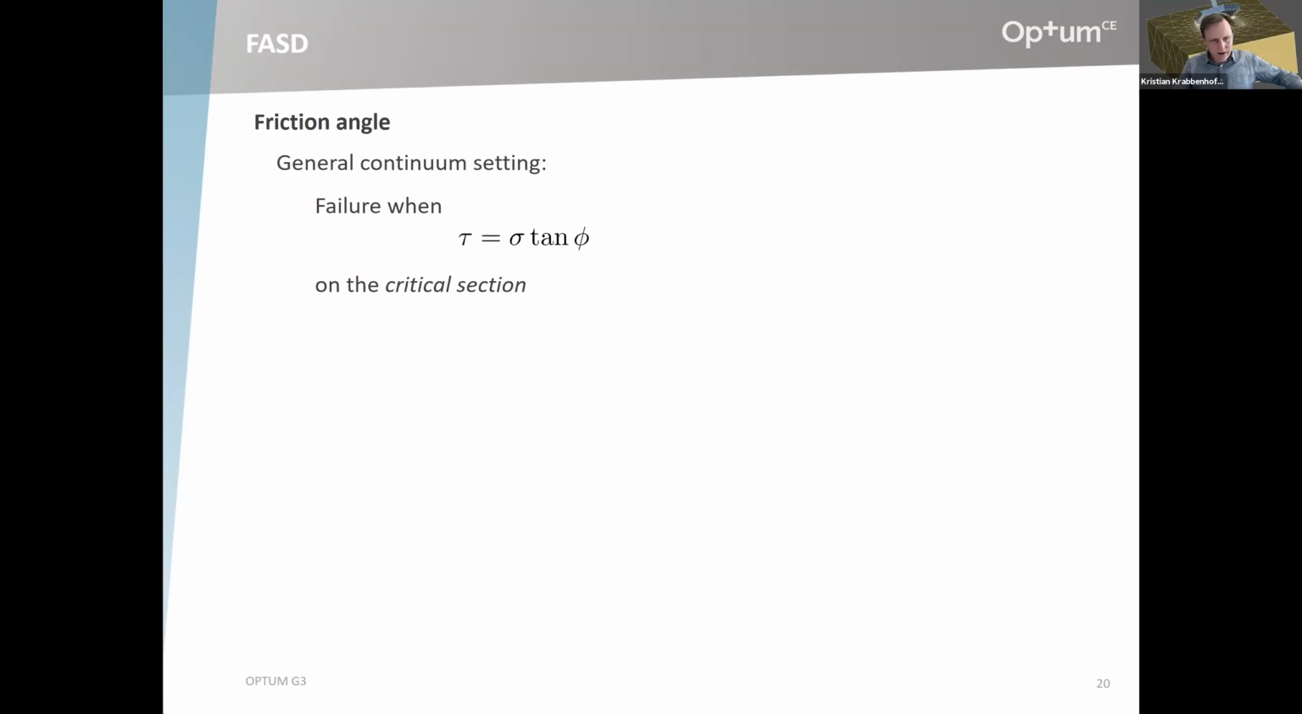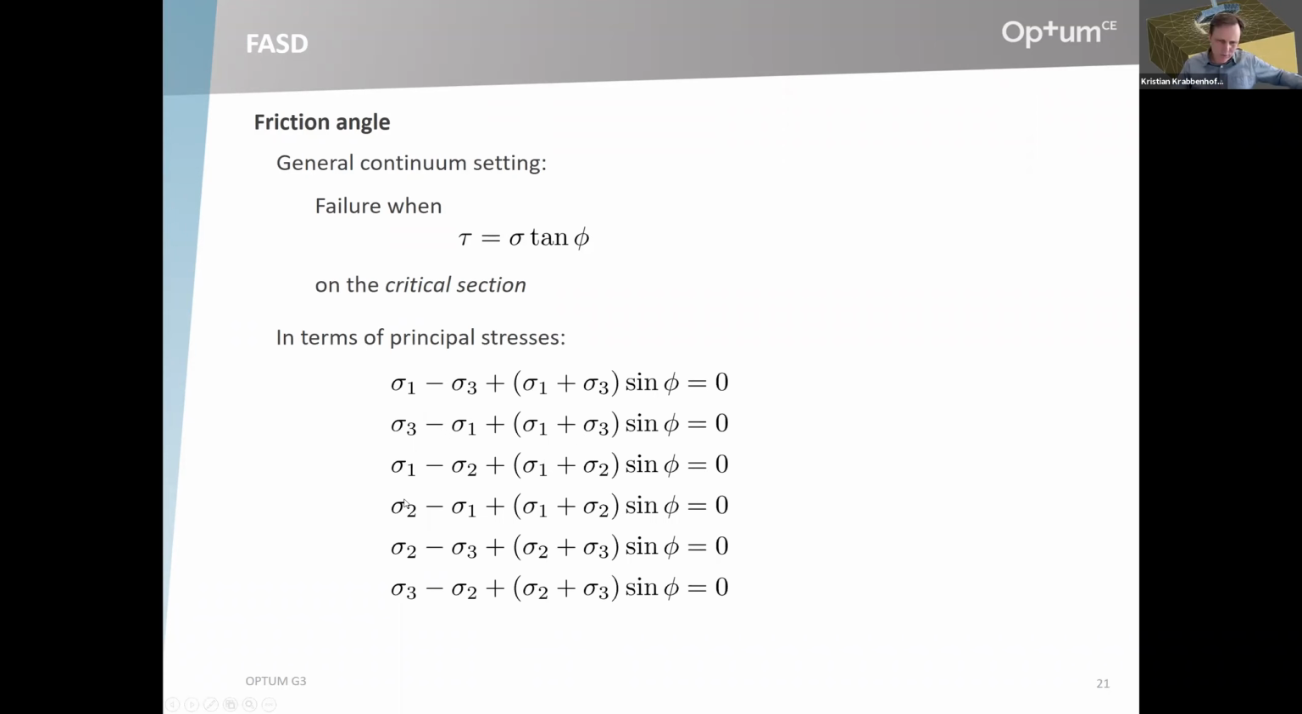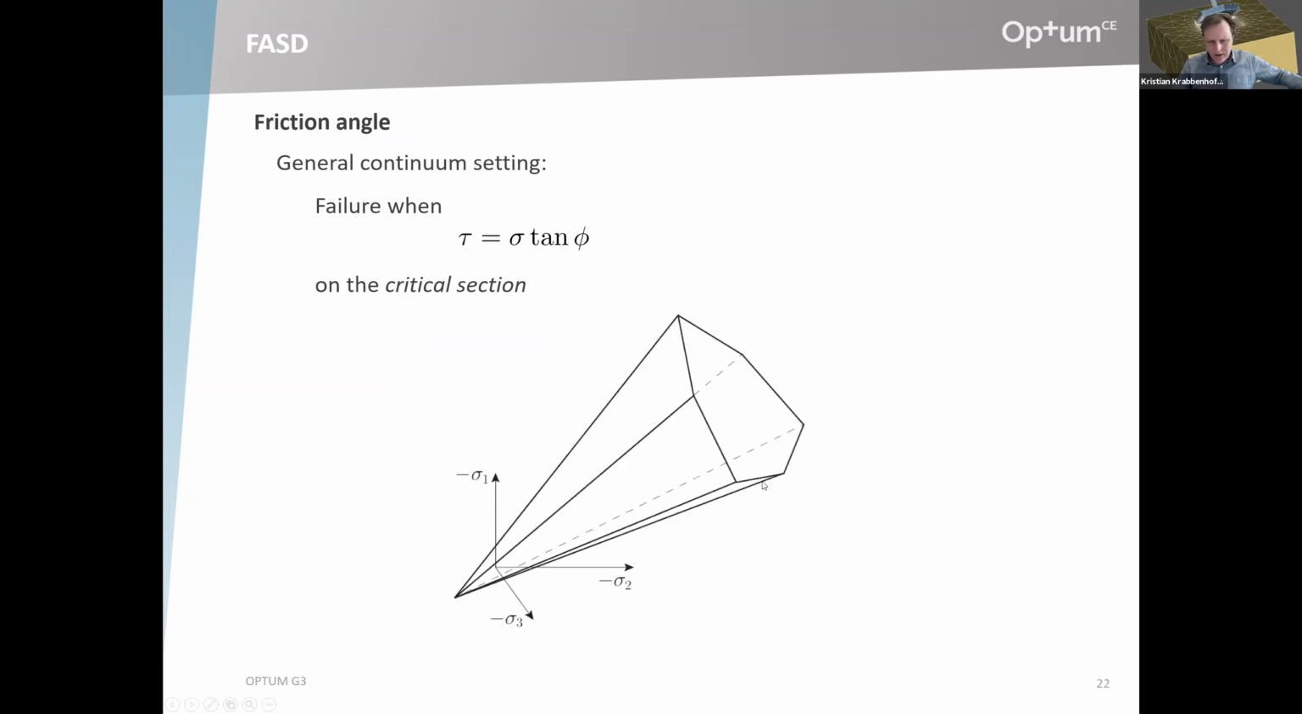So you can generalize the Coulomb criterion to 3D by saying that failure occurs once this Coulomb criterion is satisfied on some section, on some plane within the material. So again, it is essentially a 2D criterion that you then can generalize to 3D, and you can write it in terms of principal stresses as well. That's not exactly a trivial exercise, but it can be done. And you then get this Coulomb cone. There's some cohesion added here as well. You can, of course, do that.